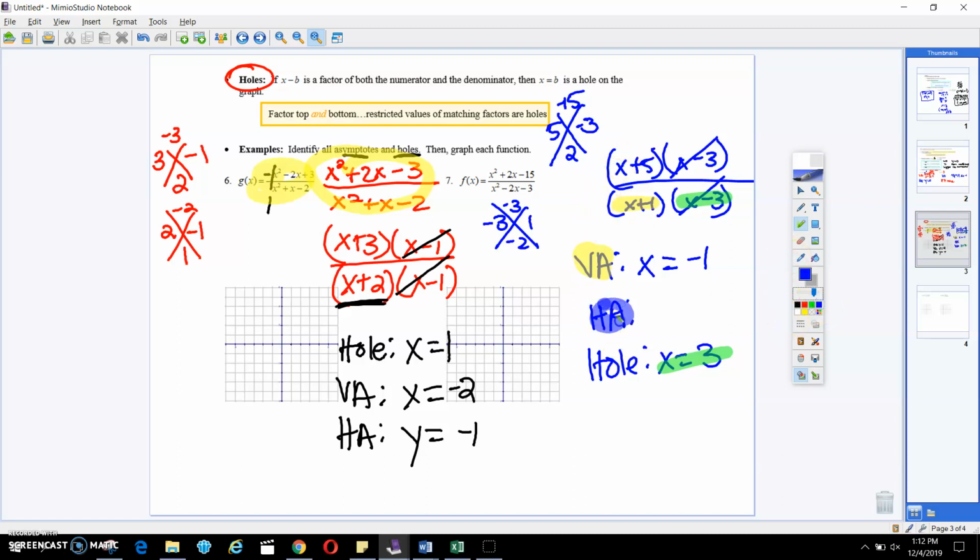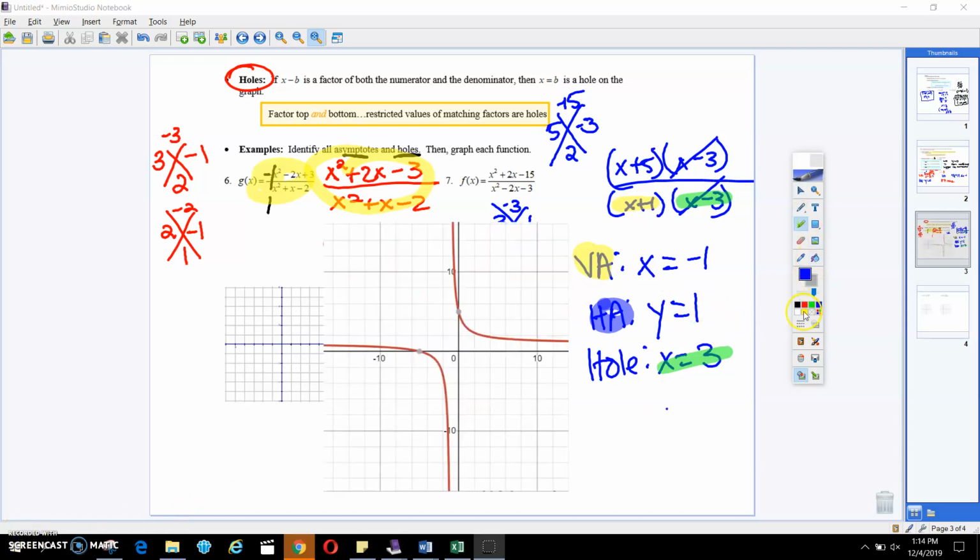And for your horizontal asymptote, what you're going to do is you're going to look at your exponents. If your exponents are the same, we're going to take the coefficients. So what's 1 divided by 1? So that's going to be y equals 1.